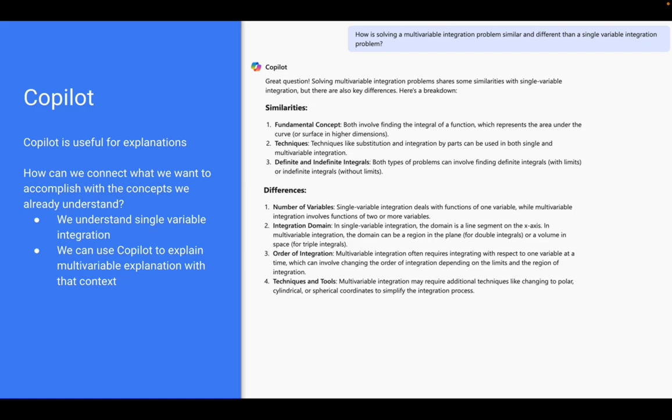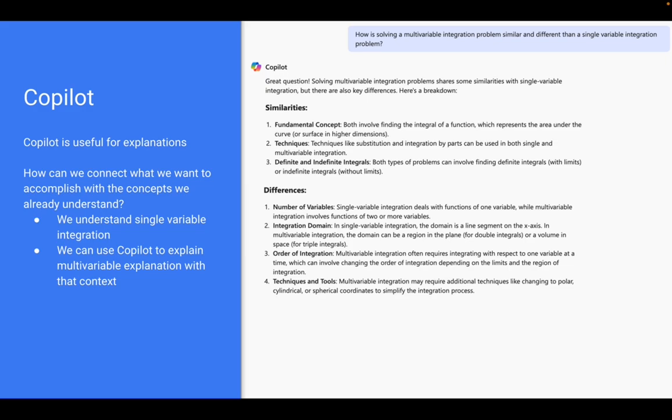So the breakdown that Copilot gives us for the similarities: the fundamental concept is basically the same. It's representing the area under a curve. In this case, it corresponds to a surface in higher dimensions for multivariable. Techniques like substitution and integration by parts can be applied in both single and multivariable cases, and both definite and indefinite integrals can be found.